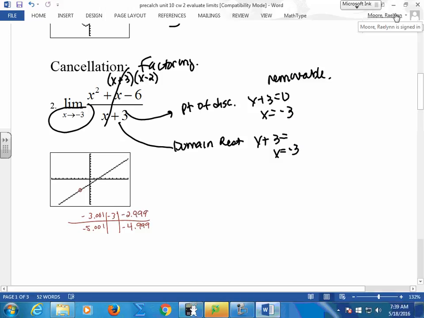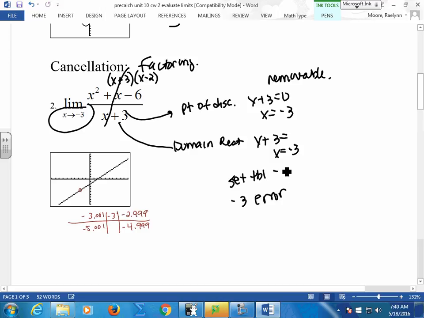And when you look at this, set your table to start at negative 3. This is the point where negative 3 says error. So set your table to start at negative 3 and change your table, put 0, 0, 1. And you can see that they're going to converge at the same point. And that point is negative 5. Algebraically, how do we find it? We take out our point of discontinuity, and we're left with this, after we've factored out our point of discontinuity.